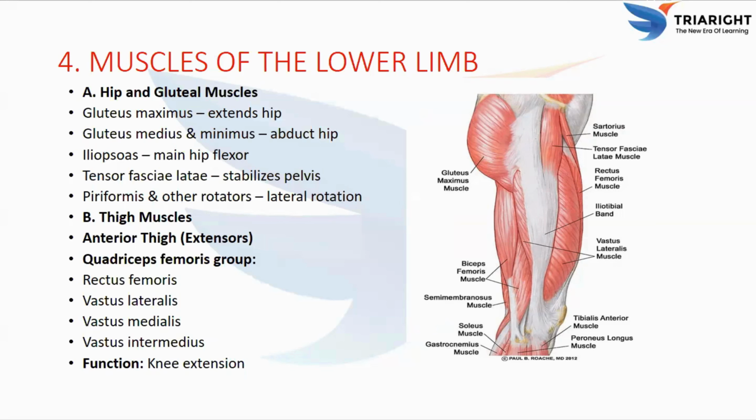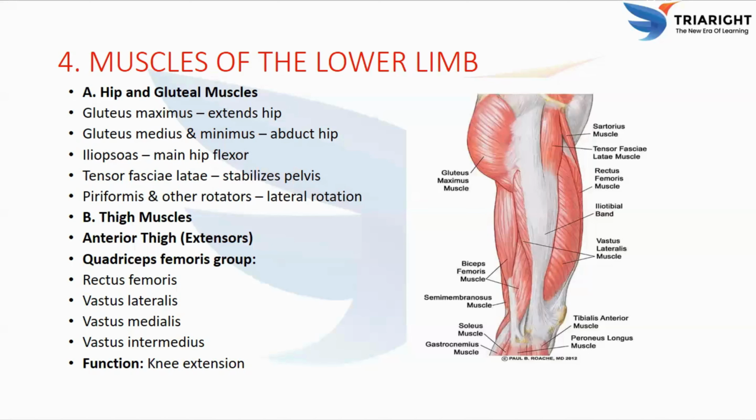Whereas the gluteus medius and gluteus minimus muscles, their main action is they abduct the hip, that is they move the leg away from the midline. They also stabilize the pelvis during walking. So what is the injury over here? Trendelenburg gait, it is called. Okay. And then iliopsoas, the main hip flexor muscle. It is a combination of psoas major plus iliacus muscle. It also helps to lift the leg while walking.